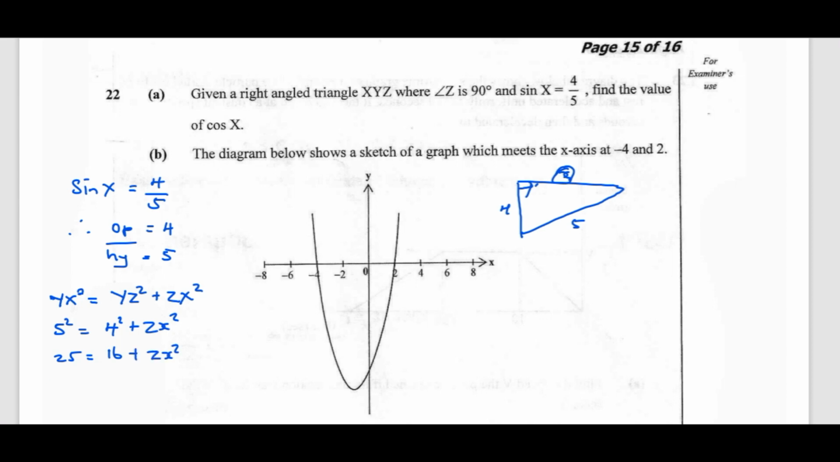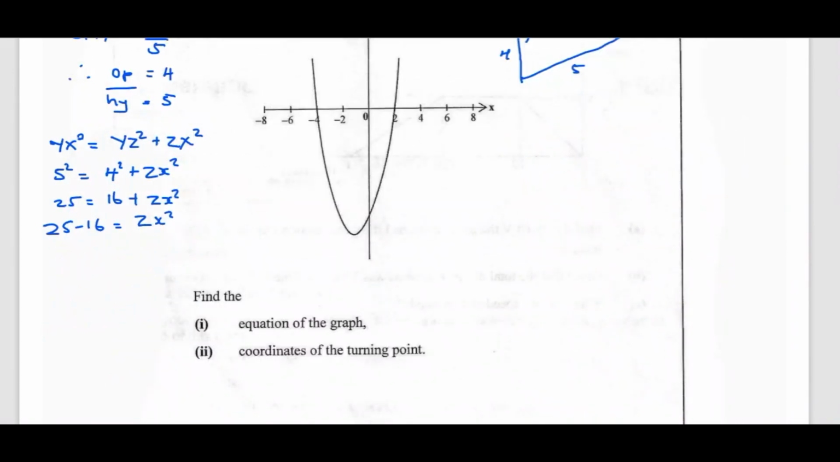So we'd say 25 minus 16 is equal to zx squared. So 25 minus 16, that is 9, is equal to zx squared. When we find the square root there, so zx is equal to 3. So that is it. We found the side.